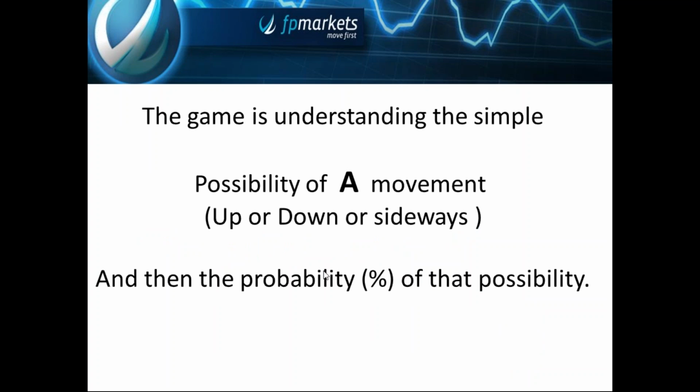So the game is understanding the simple probability of a movement, which is up, down, or sideways, and then the probability of that possibility. That occurs when you start to build some statistics, and I'll show you some of mine in just a moment. But the probability as a percentage of something occurring. So this week we looked through pivot bars, pivot points, and we could actually build statistics around, well, what's the probability of it following on for 1 bar, 2 bars, or 3 bars after that, or how often does it not follow on after that?